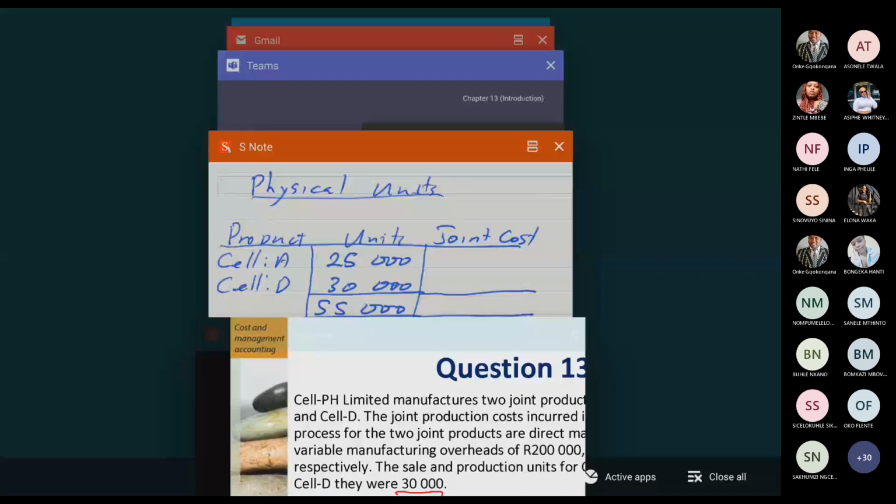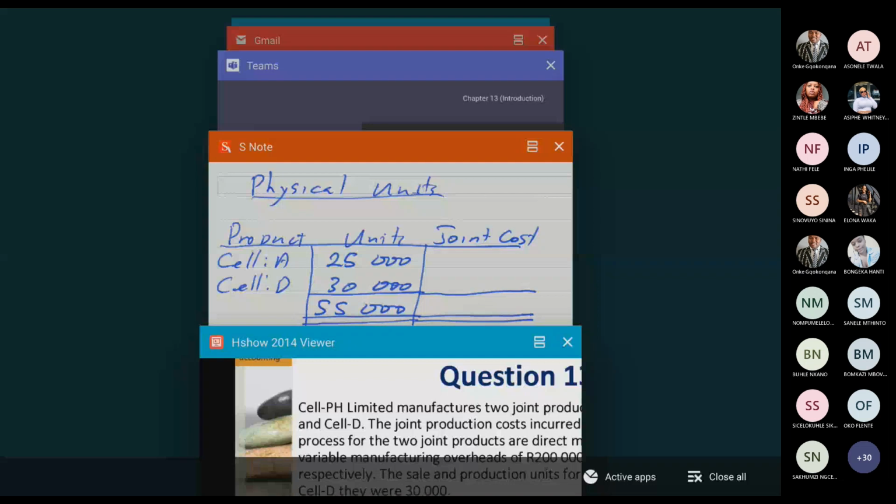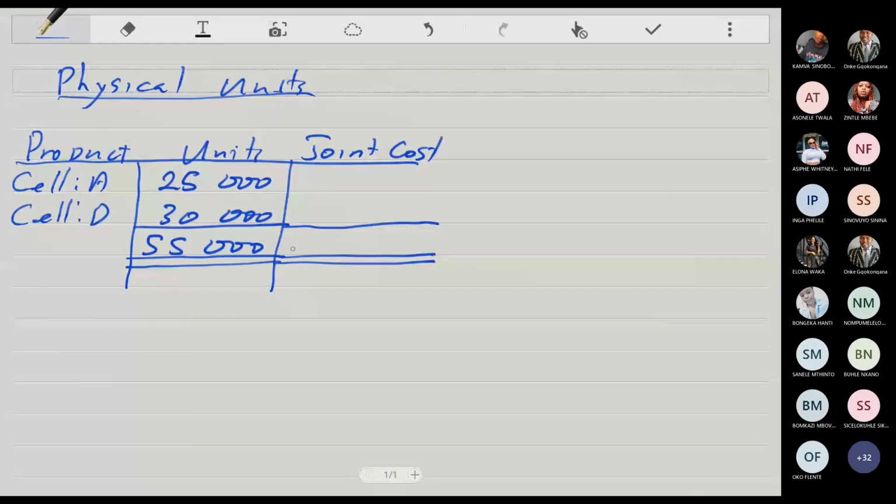So 200,000 plus 150,000 plus 250,000 gives us how much? Remember, we agreed that you'll be the one who does the calculation. So we've got 200,000, 150,000, and 250,000. And the total is how much? 600,000. So this 600,000 is our total joint cost.